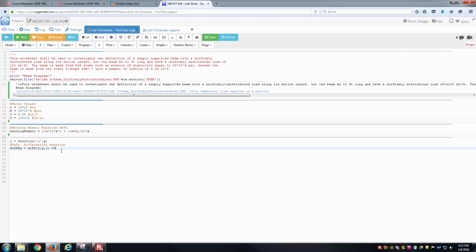And so that is equal. Notice I'm using the double equals here, not the assignment equals. And we said that was the bending moment divided by E times I here.